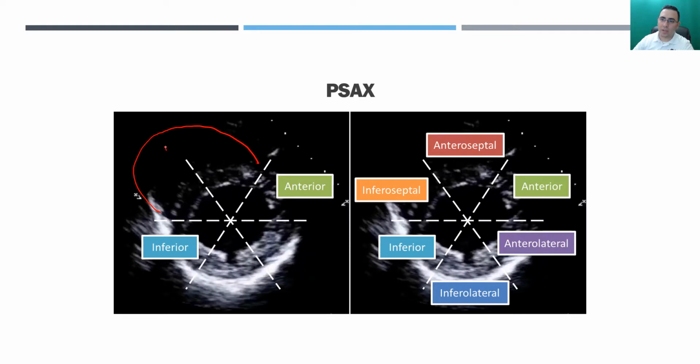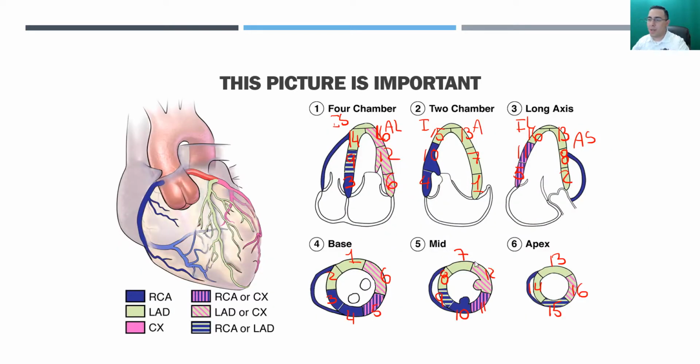My advice is that you go here and find where the right ventricle is, right here. And then, of course, if this is the right ventricle, this one here is the interventricular septum. So therefore, all here is the septal segments. Here we have the lateral ones, and of course this one is anterior and this one is inferior here. So therefore, look at this picture: anterior, inferior, anteroseptal, inferoseptal, anterolateral, and inferolateral. And remember, these six segments work for the midsection and the base of the heart.